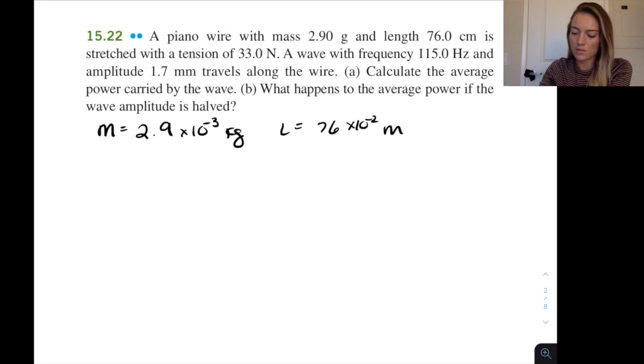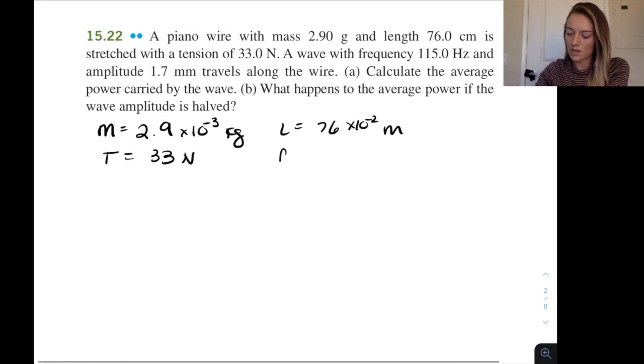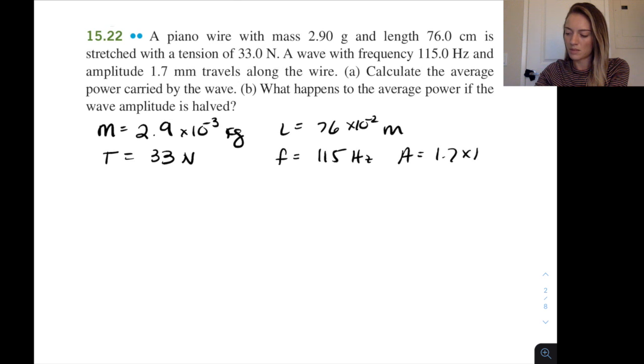The tension was 33 newtons. The frequency was 115 hertz. And the amplitude was 1.7 millimeters. Okay, now I want to calculate the average power carried by the wave. So this is just like a plug and chug problem.